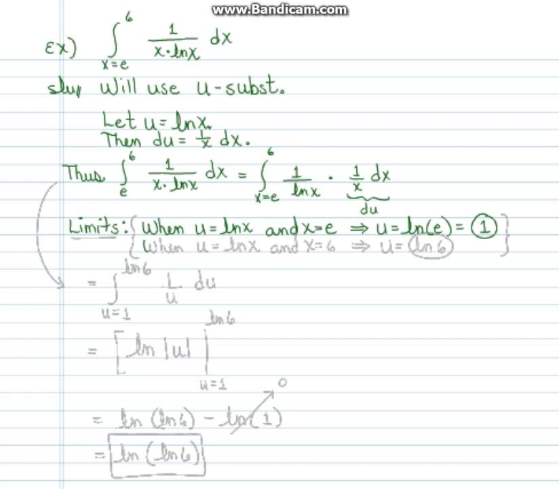Also, we know for the upper limit, we know that when u, again, is equal to the natural log of x, that's what we established. And now we're going to use the original upper limit, x is equal to 6. That will give us our new limit of integration, u, our new upper limit, is equal to the natural log of 6.